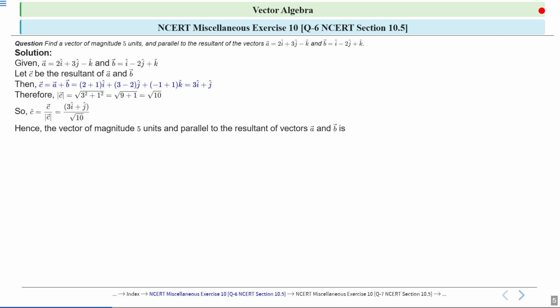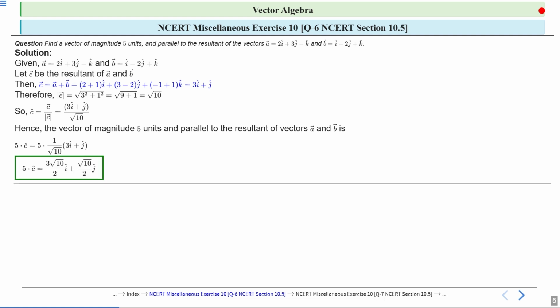Next we want a vector that is parallel to C but has a magnitude of 5 units. To do this, we multiply the unit vector C cap by 5. This will scale the direction to the required length. Hence the vector of magnitude 5 units and parallel to the resultant of the vectors A and B is 5 times C cap, which is 5 times 1 upon root 10 (3 i cap plus j cap), and after multiplication it will be 3 root 10 upon 2 i cap plus root 10 upon 2 j cap. This is the right answer. Got it?